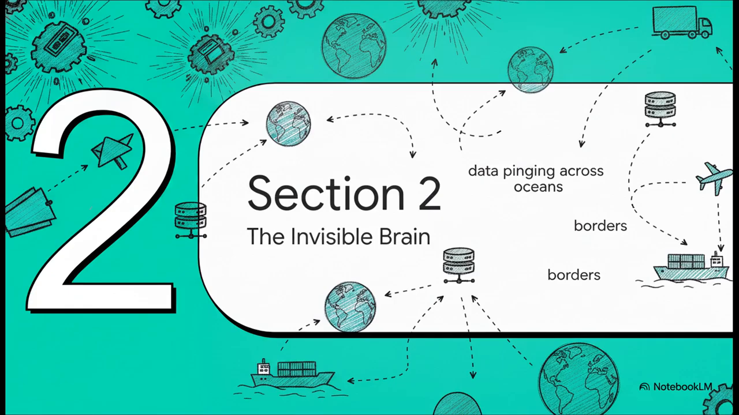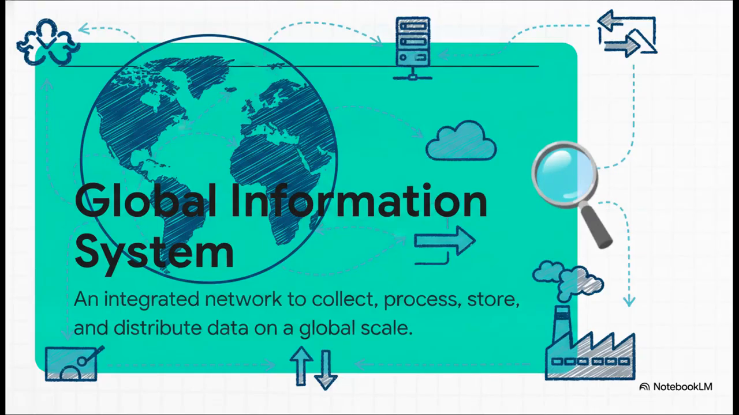Well, that brings us to Section 2. Meet the invisible brain. The real hero of our story here is a Global Information System, or GIS. At its core, it's an integrated network designed to collect, process, store, and distribute data on a massive global scale. Basically, it enables organizations to manage and share information across multiple countries completely seamlessly. Think of it as the digital nervous system, or kind of like an invisible string that ties the entire global factory together.